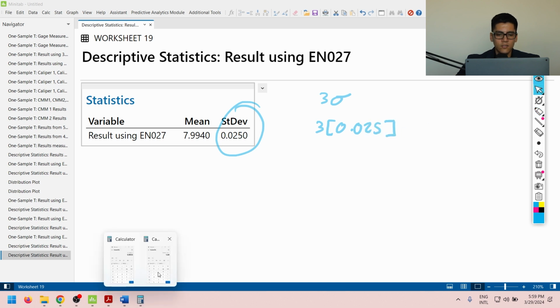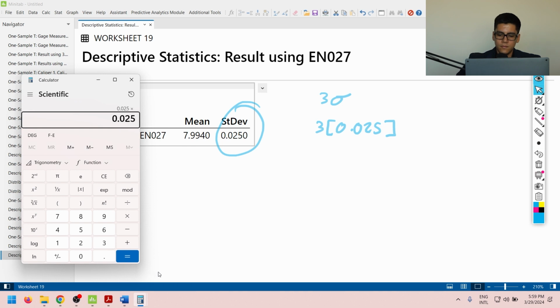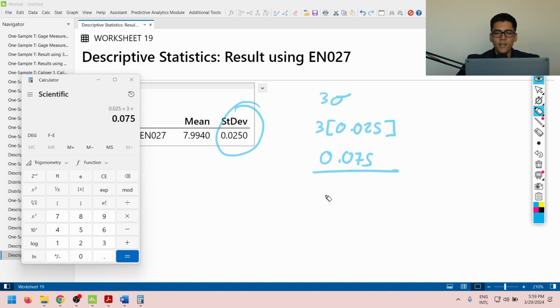I can do the calculation here. That would be 0.075. 0.075 divided by the tolerance of 0.05 needs to be less than or equal to 20%. In this particular scenario, I can immediately see that it will not fit. It's actually 1.5, which multiplied by 100 is 150%. So 150% is not less than or equal to 20%.